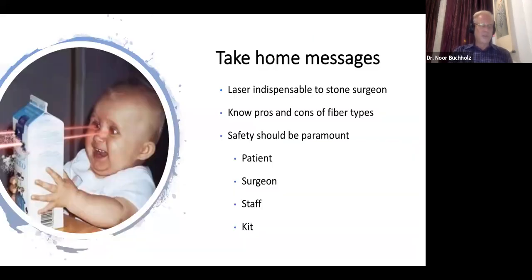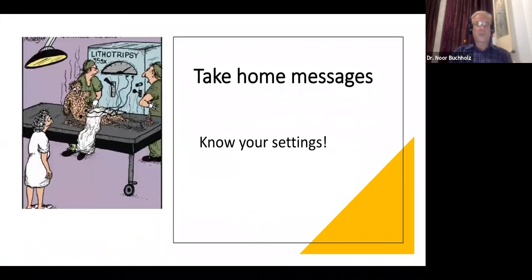So the take-home messages here: laser is indispensable to a stone surgeon. I think there's no doubt about that. You should know the pros and cons of the fiber types. Safety of the laser should be paramount. Laser is not a toy. It's a serious tool. Safety of the patient, safety of yourself, safety of your staff, and safety of your kit, which is the expensive flexible scope.